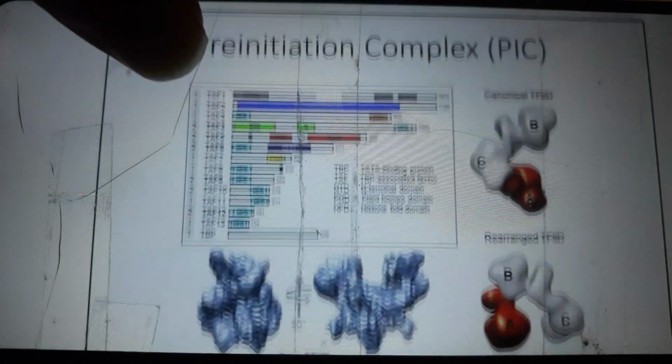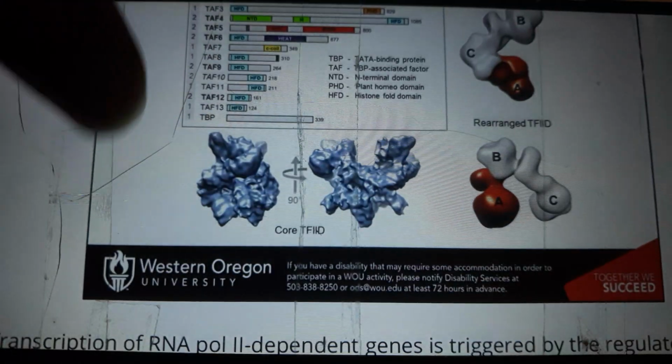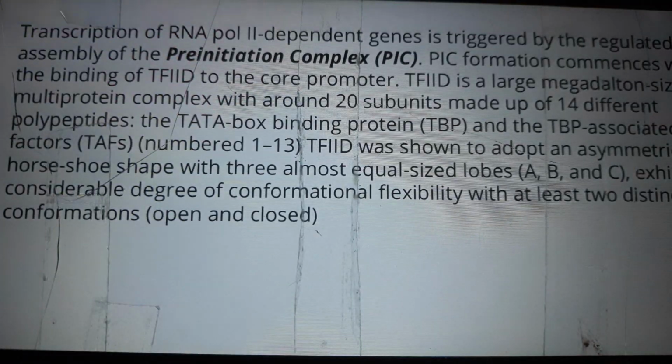The pre-initiation complex PIC is shown here. Take a screenshot and go ahead with the notes where you like.